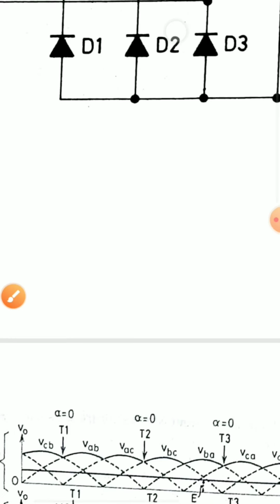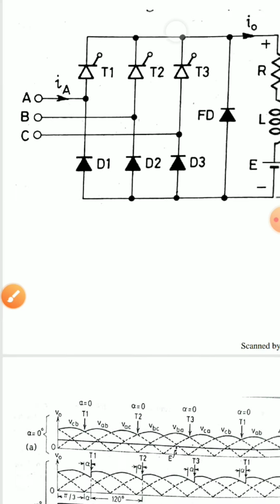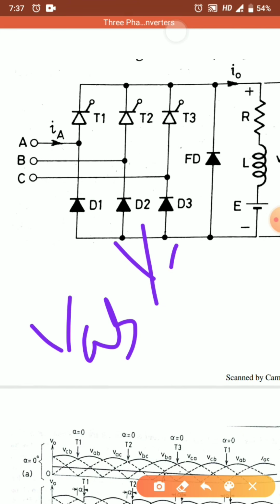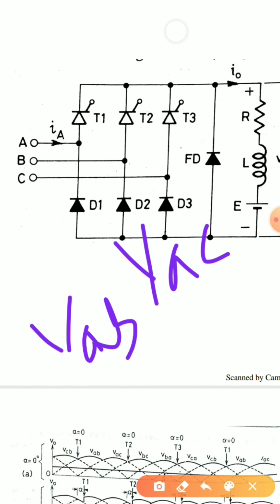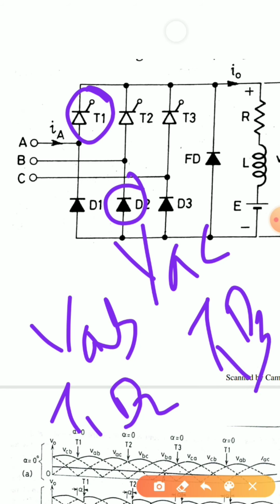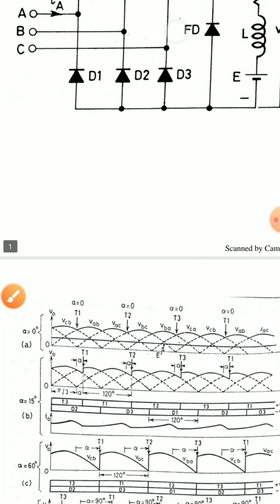So it is taken care of. Now let me write it: VAB, VAC. So this means that first I'll be getting VAB. For getting VAB, what has to conduct? T1 and D2 have to conduct. For getting VAC, what has to conduct? For getting VAC, T1 and D3 have to conduct. So we have to keep this in mind for following this pattern.